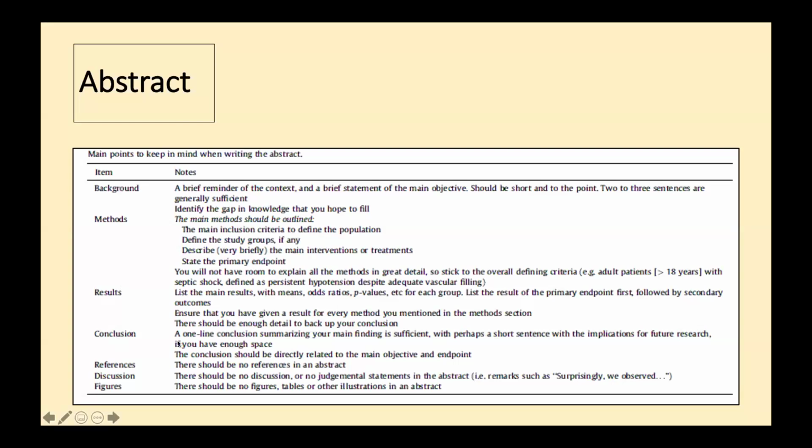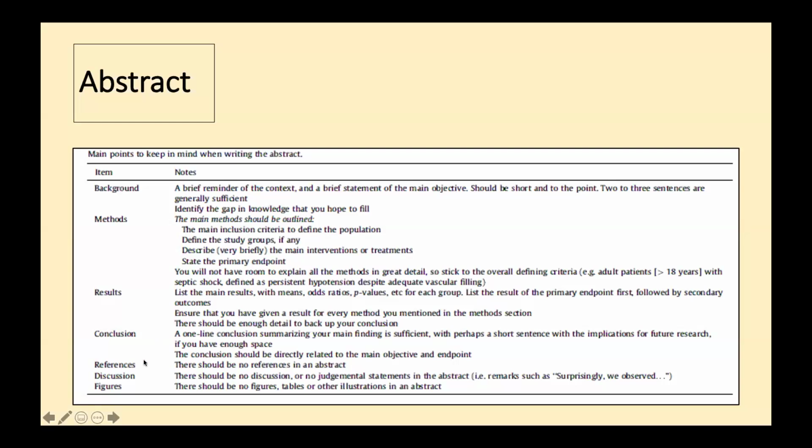Conclusion, a one line conclusion summarizing your main findings is sufficient, with perhaps a short sentence on the implication for further research if we have enough space. The conclusion can be only one sentence, just one line, to answer your objective. Let's say you have 3 objectives, the conclusion is only one statement to answer the whole 3 objectives. So that's why the abstract always comes later, after the article content.